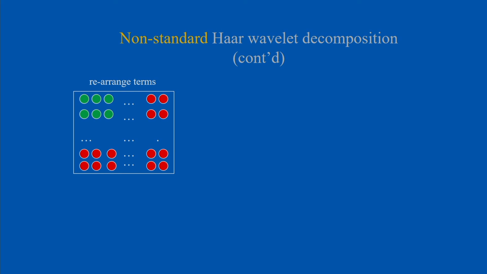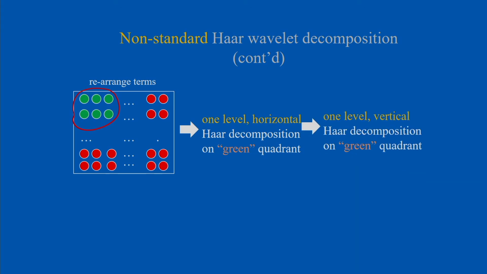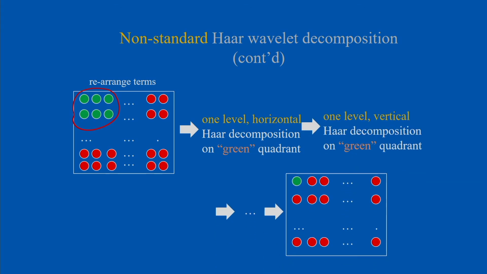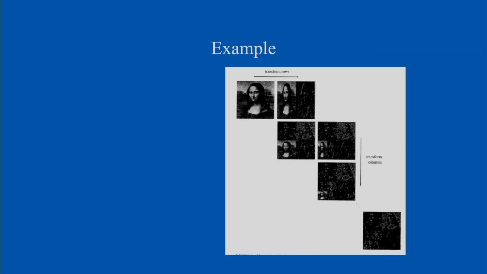After this we have to rearrange the terms. Then I have to consider only the low frequency information, that is the quadrant. I have to consider the green quadrant because it has the low frequency information. Again I have to do the decomposition of that green quadrant, that is, one level horizontal and one level vertical. And finally I will be getting this one. Here you can see I have this low frequency information, and red means the detail information, the detail coefficients.